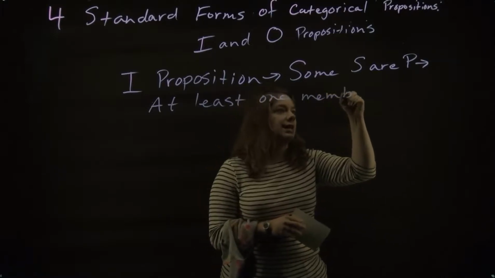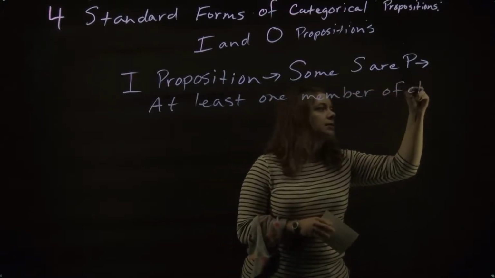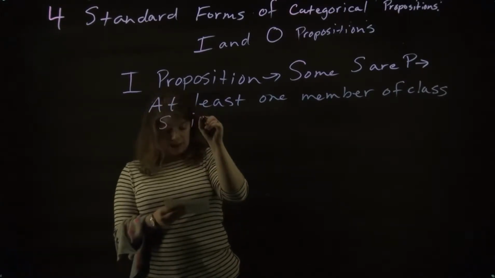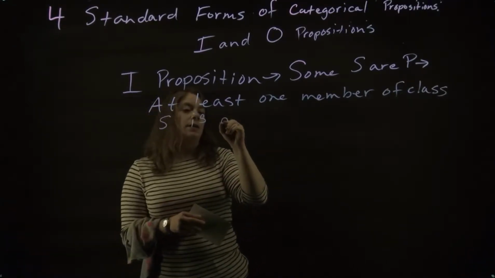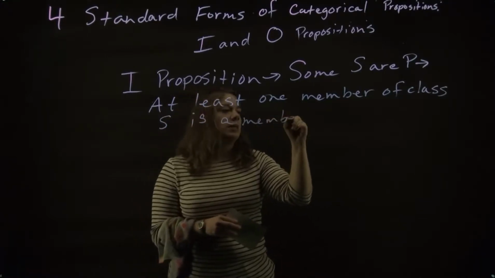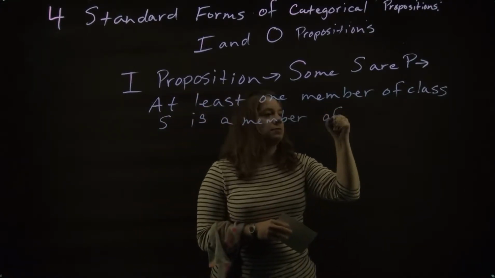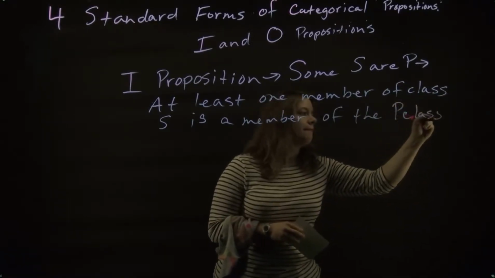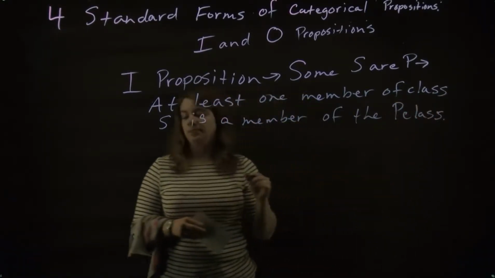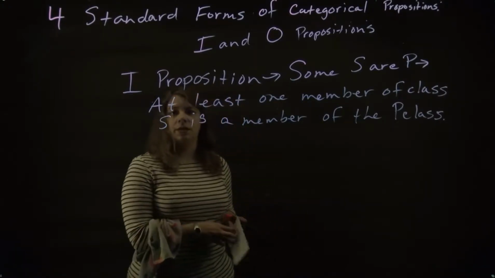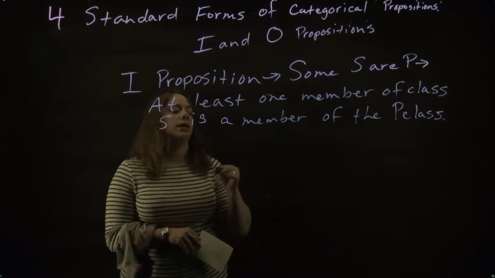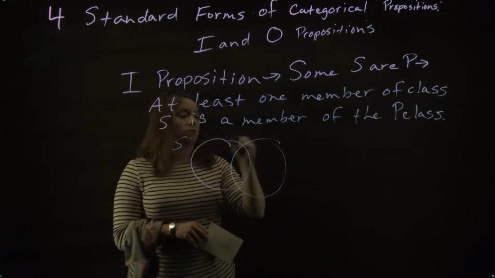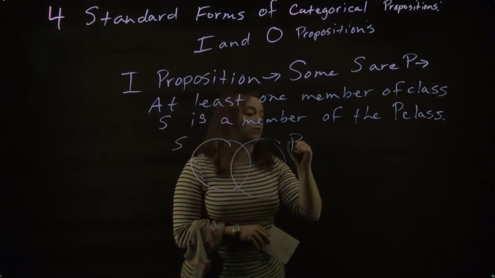one member of class S is a member of the P class. So again, with the Venn diagrams, the way we would symbolize this would be in the following way. We'll put our subject over here and our predicate over here.